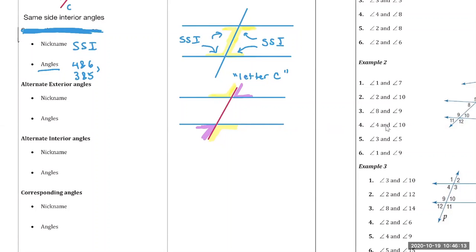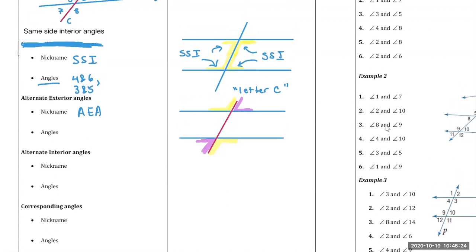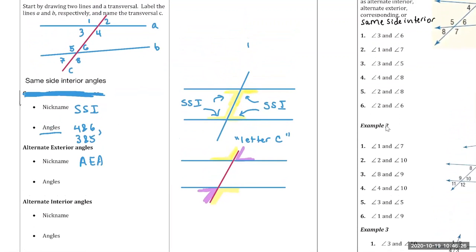Okay, the nickname for it is just the abbreviation that you would have: AEA for alternate exterior angles. Okay, in your chat, now with the diagram above, can you name us 2 sets of alternate exterior angles?